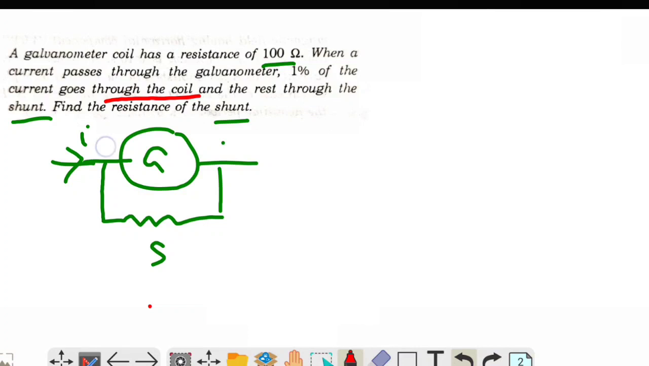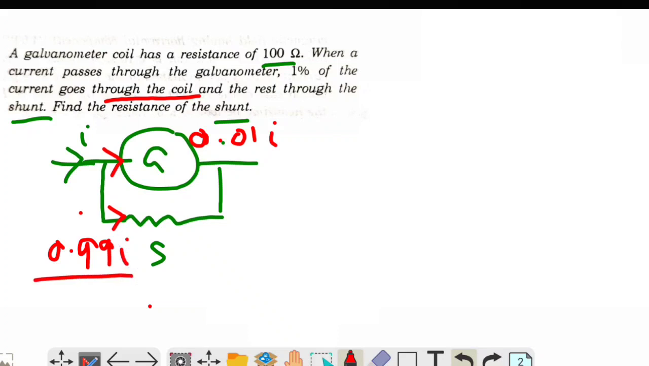So the current which is flowing in this part of the circuit is 0.01 times the current I. So 0.01 times current I is flowing through the galvanometer, so the rest of the current is flowing through the shunt, that is 0.99 I. Now this galvanometer and shunt are in parallel. So the voltage across the galvanometer is equal to the voltage across the shunt. How much current is flowing through the galvanometer? 0.01 I.